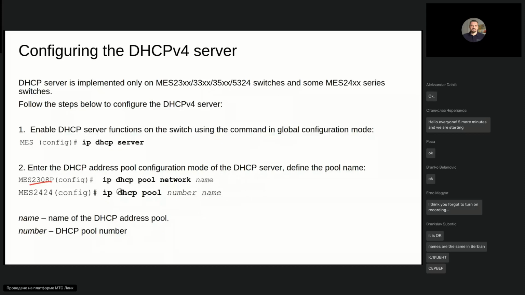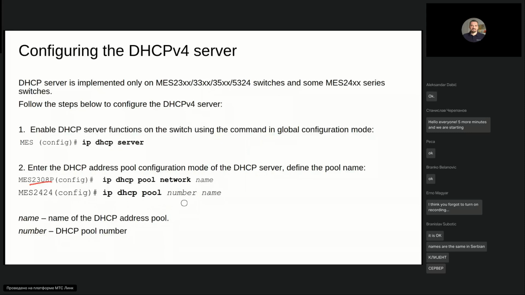And on the 2400 series, just selected models support the DHCP server functionality. There are 2424, 2424P, 2448, I think 2448P. So the beginning models are not supporting the DHCP server functionality. So the IP DHCP pool and the number.